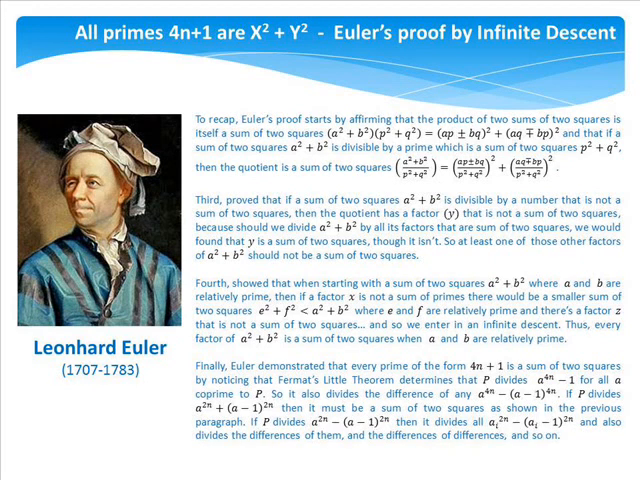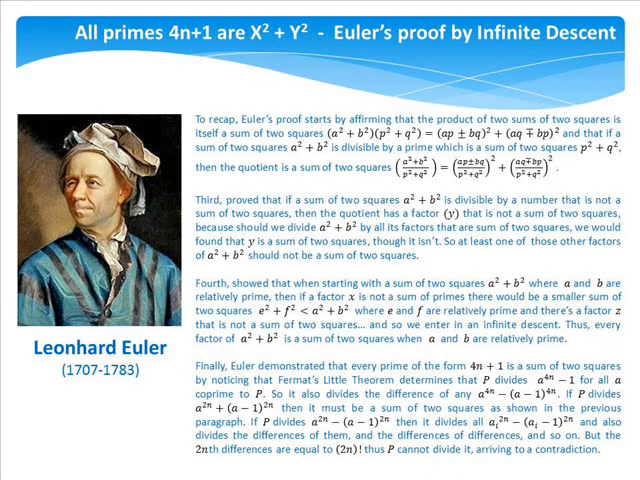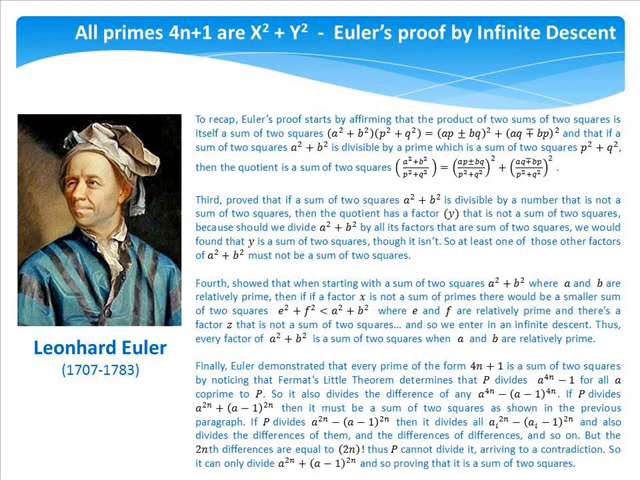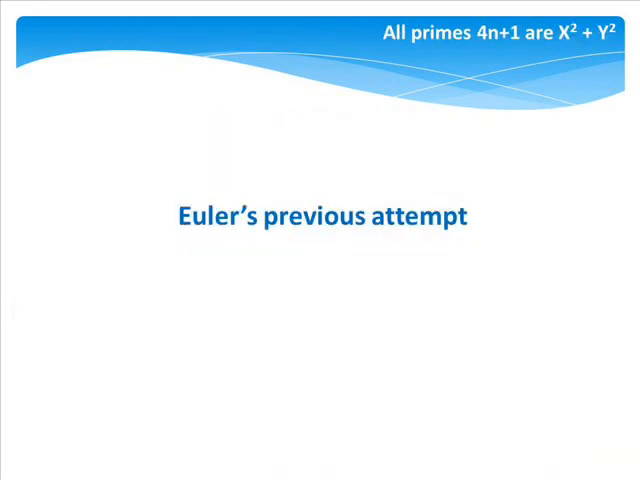If p divides a raised to 2 times n minus a minus 1 raised to 2 times n, then it divides all a sub i raised to 2 times n minus a sub i minus 1 raised to 2 times n, and also divides the differences of them, and the differences of the differences, and so on. But the 2 times n differences are equal to 2 times n factorial. Thus, p cannot divide it, arriving at a contradiction. So it can only divide a raised to 2 times n plus a minus 1 raised to 2 times n, and so proving that it is a sum of two squares.